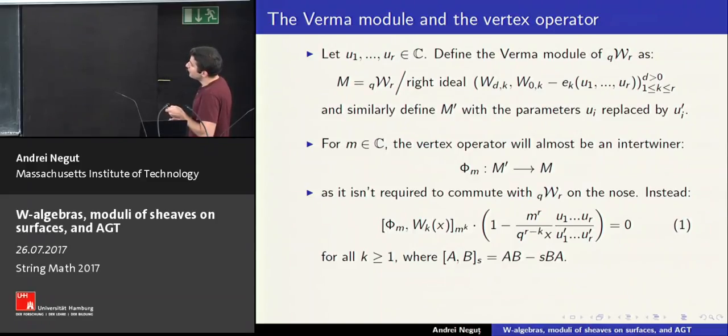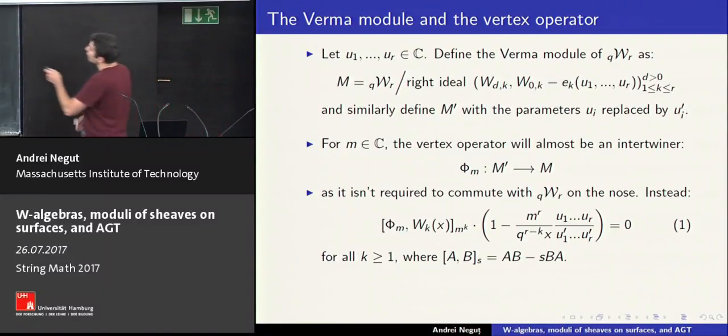It's not 0. Instead, this commutator, which is multiplied by this expression, should be 0. So the u's and the m's and the q's are just constants here. The thing which I'd like to convey with this equation is that this is a q-deformed version of what it means for the fields phi m and wk to be local. This is like the property of locality of fields in conformal field theory, where you have a product of fields, or in this case a commutator, and you multiply them by a difference, and you say that the answer is 0.